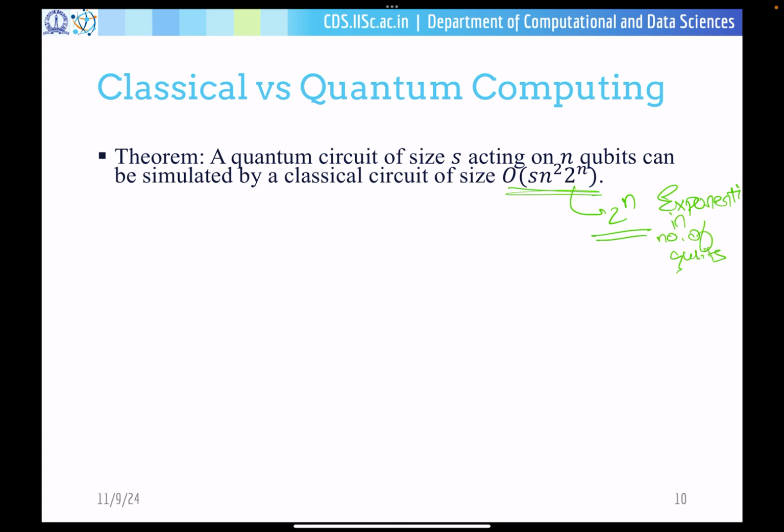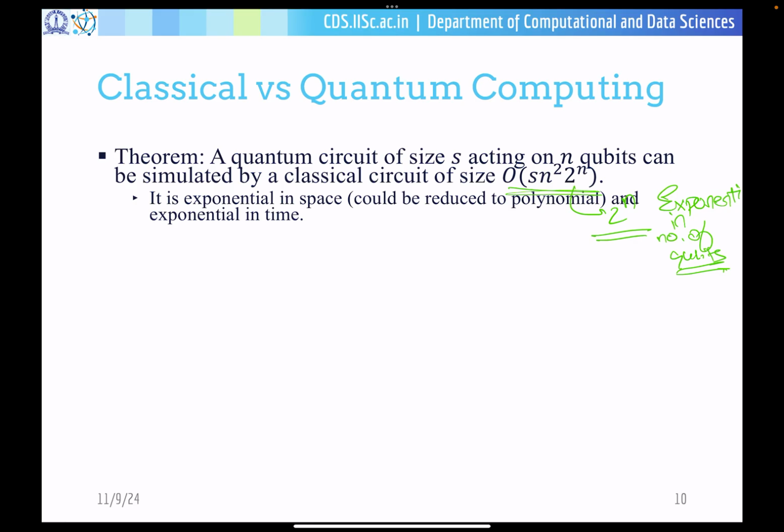So the question is, can we not simulate quantum computers on classical computers? Yes, we do simulate quantum computers on classical computers, because currently the availability of quantum computers is very sparse. It's very less. So we can simulate a quantum computer on a classical computer, but the current known best time complexity required is exponential.